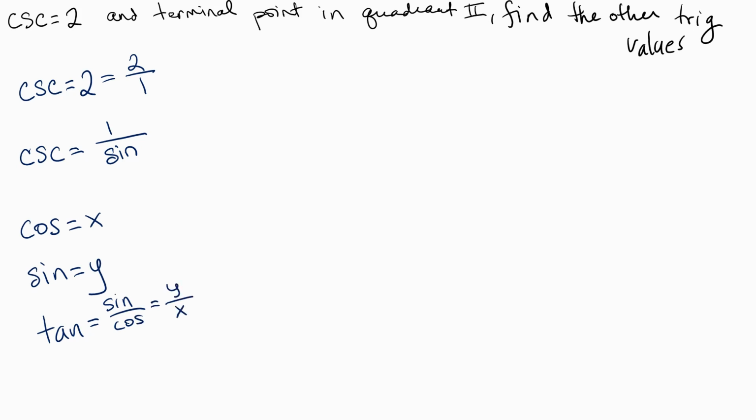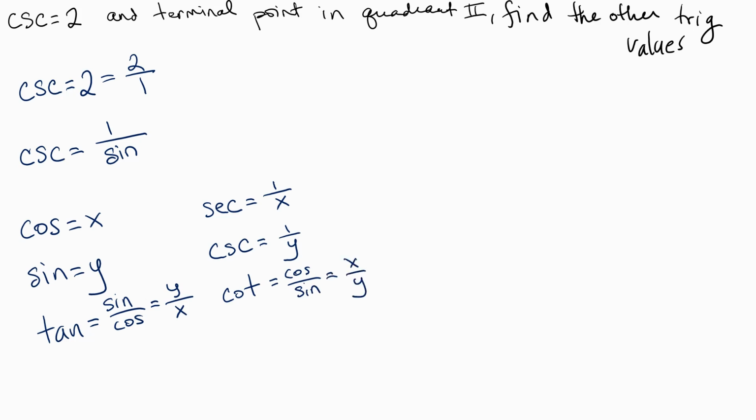And now if we do the opposite, cosine's inverse is secant, so we're going to do 1 over x. Sine's inverse is cosecant, which is actually the one we're looking at, and that's 1 over y. And then tangent, its inverse is cotangent, and that is going to be cosine over sine, or x over y.